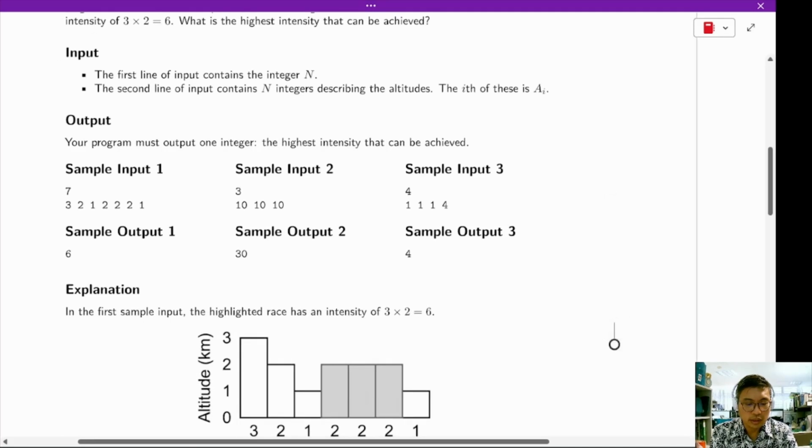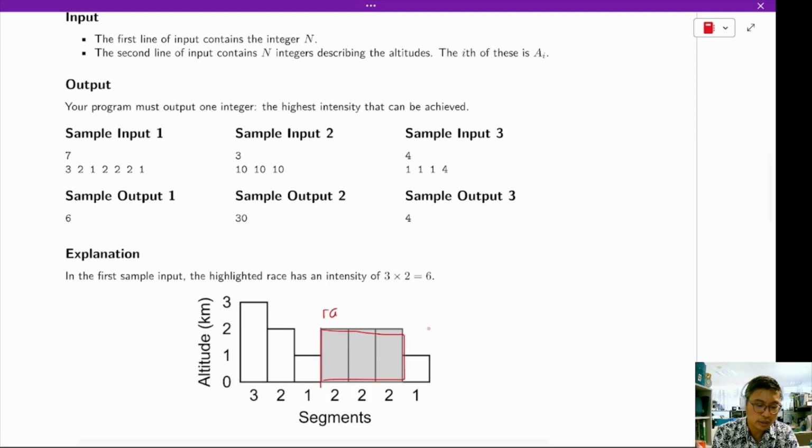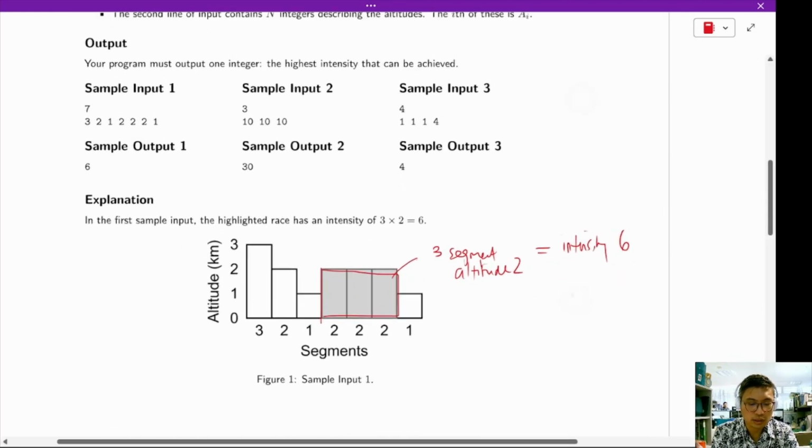So let's take a look at the altitude that's given to us. All right. Now let's say that these are the altitudes of the terrain. Then we can hold a race on this segment over here. So here will be the race. Now a race which has 3 segments and altitude is 2, 3 segments of altitude 2. So the total intensity is 6. So then in that case, the answer will be 6.